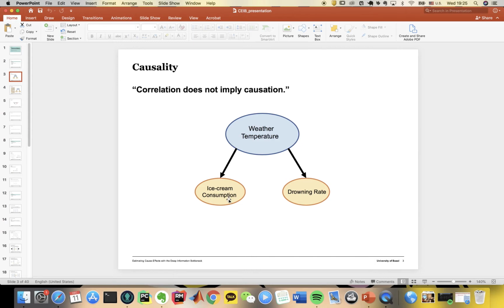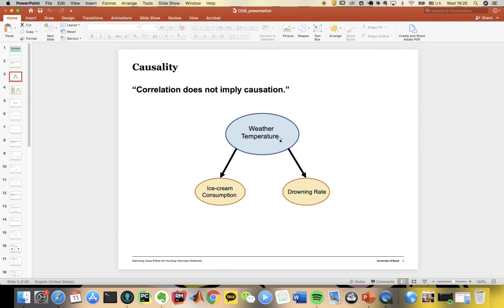We can observe there's a strong dependency between ice cream consumption and the drowning rate. But we're not jumping to the conclusion that banning ice cream sales can reduce the drowning rate. In this case, we know there should be some hidden variable influencing both events. Apparently, it's the weather temperature.